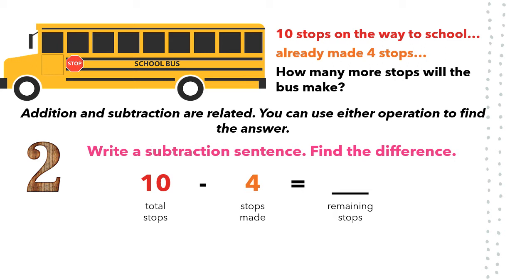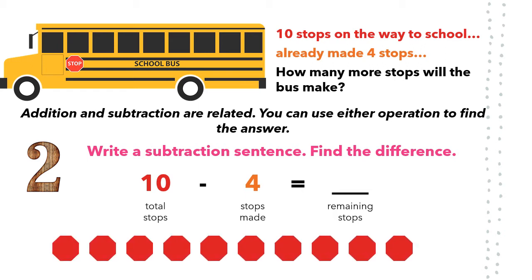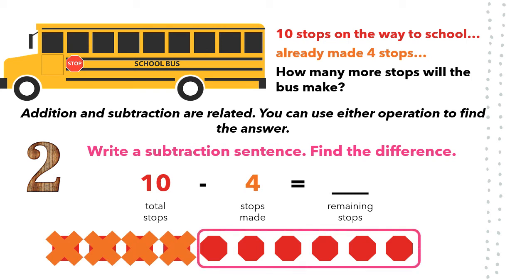So what does this look like? Well, I know that the bus needs to make 10 stops on the way to school. So there are my 10 stops. But this bus has already made 4 stops, so we're going to cross out 4 of these stops. And we are left with 6. So that is our remaining stops. So 10 minus 4 equals 6. So do you see, we found the same exact answer, 6 remaining stops, with both addition and subtraction.